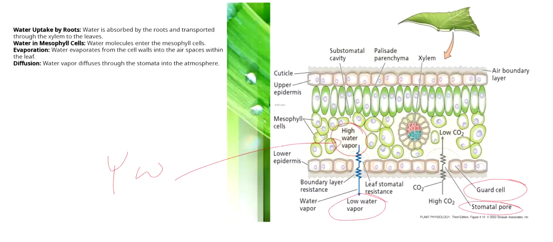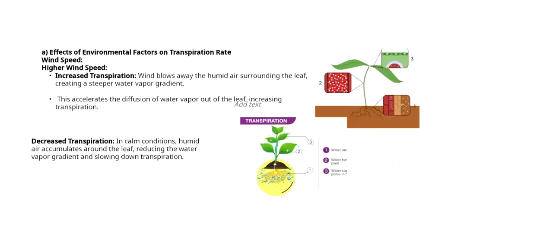In the air spaces between the mesophyll cells, there is a high concentration of water vapor, but outside the leaf there is a low concentration of water vapor, and the stomata are open. So water vapor moves out from the high water vapor concentration to the low water vapor concentration, and in this way transpiration occurs.